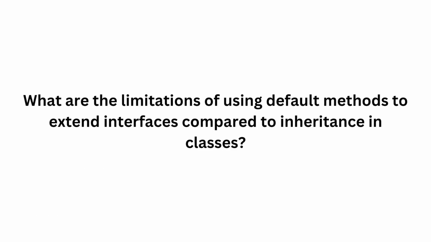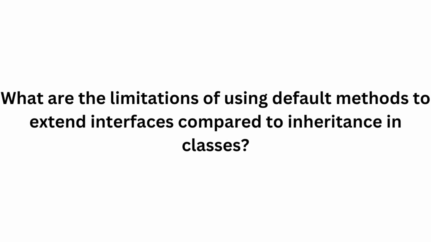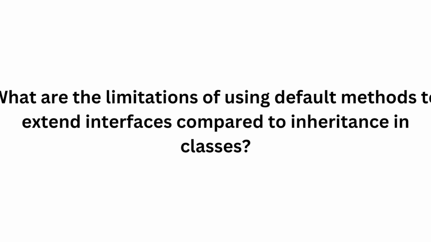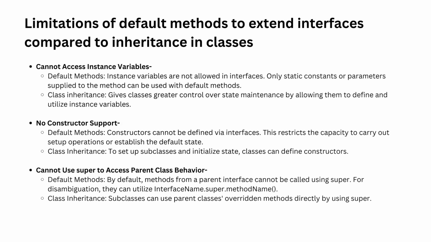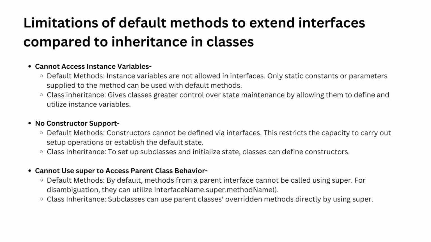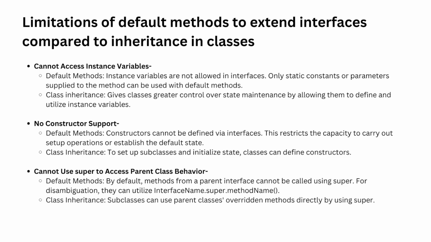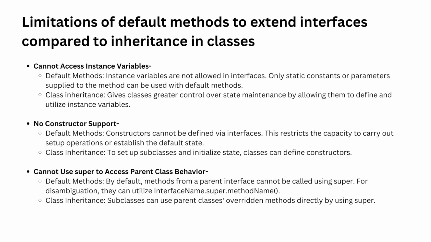Alright, now let's move on to the last question. What are the limitations of using default methods to extend interfaces compared to inheritance in classes? Default methods in interfaces offer a way to provide concrete behavior in interfaces, but they come with several limitations compared to class inheritance. First is that you cannot access instance variables. Interfaces cannot have instance variables, right? And default methods can only work with static constants or parameters passed to the method. Also, classes can define and use instance variables, providing more flexibility for maintaining state. So that is the first difference.